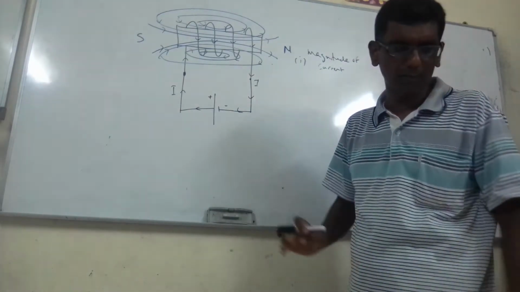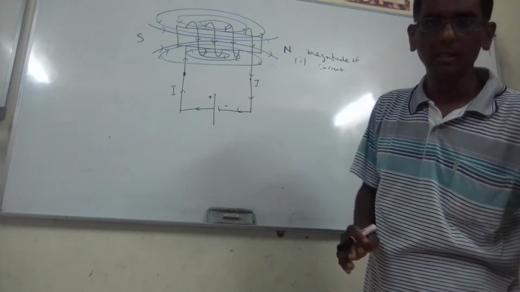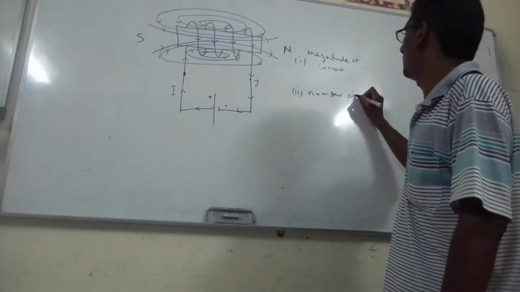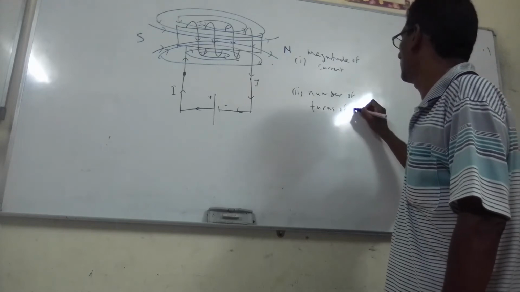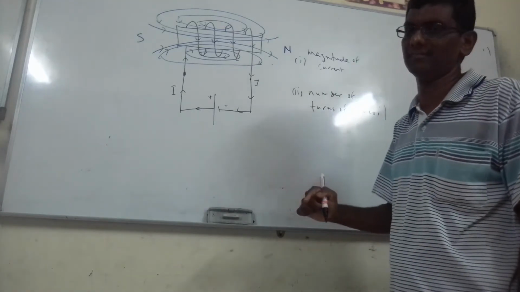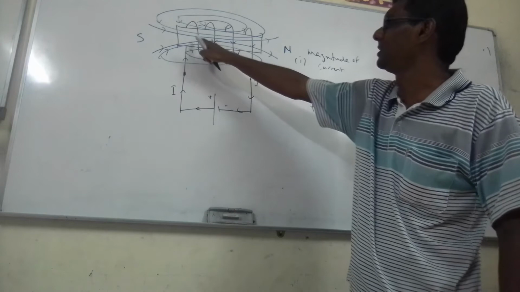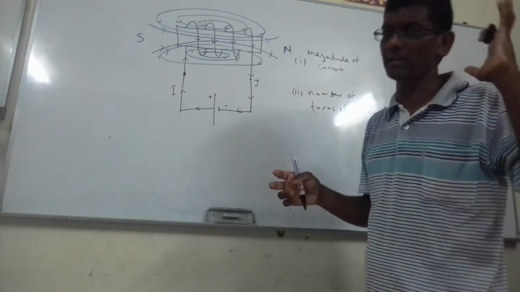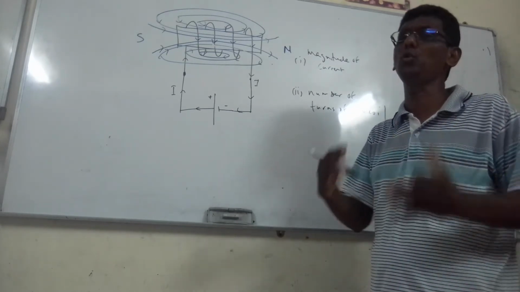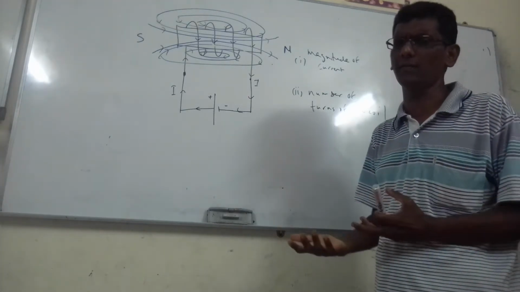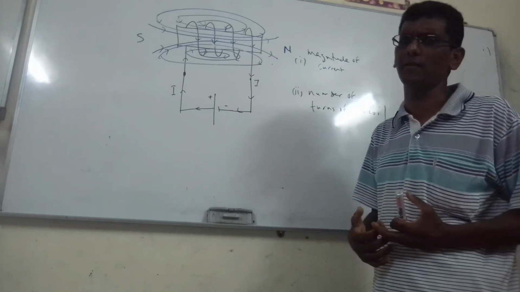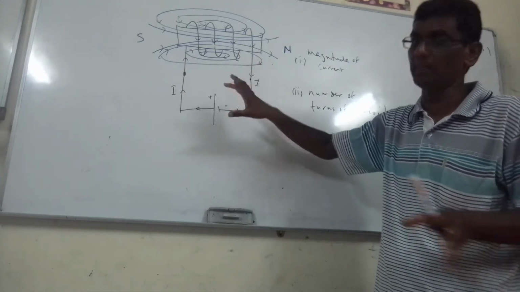Now the second factor is the number of turns of the coil. It's not the number of coils, it's the number of turns of the coil. For example, this has 1, 2, 3, 4 turns only. But as I told you last week, actually a solenoid has a few thousand turns, 5,000, 6,000, 10,000. The more turns, the stronger the electromagnetic field.